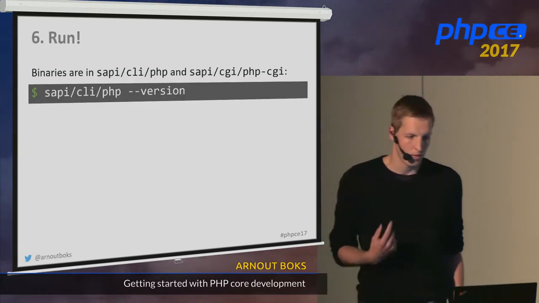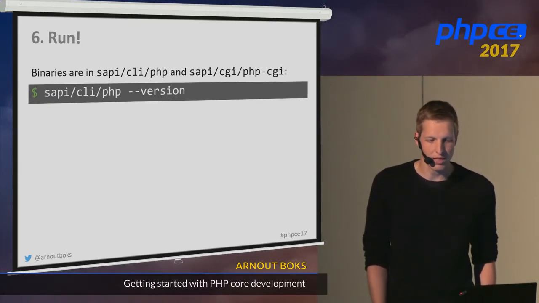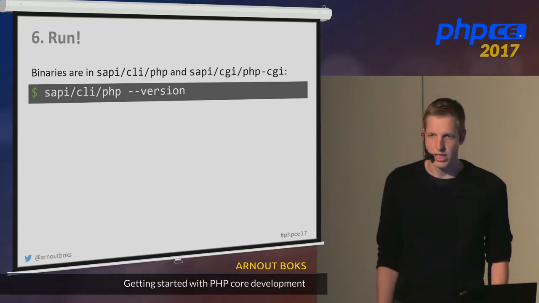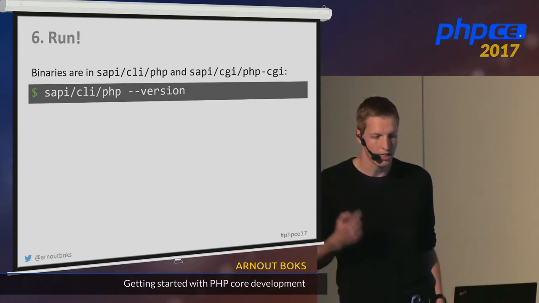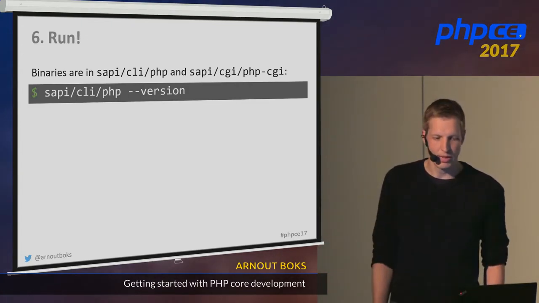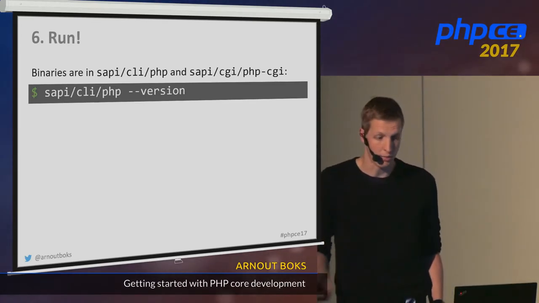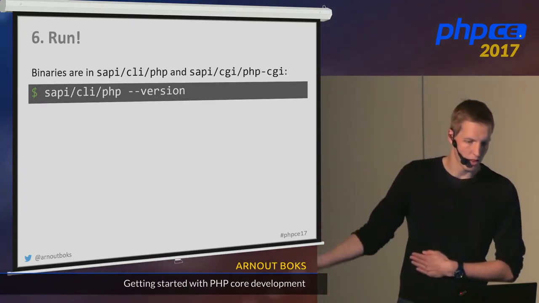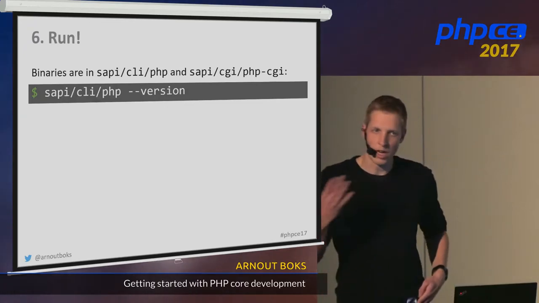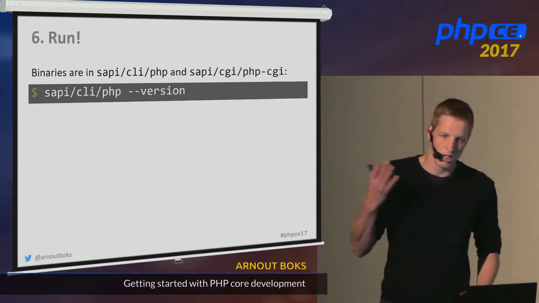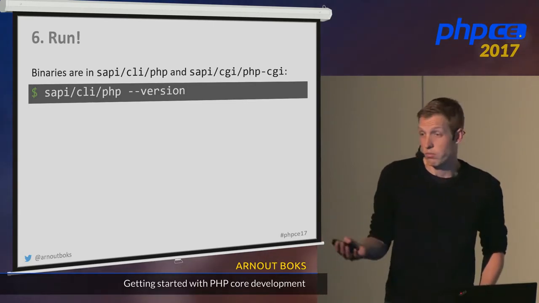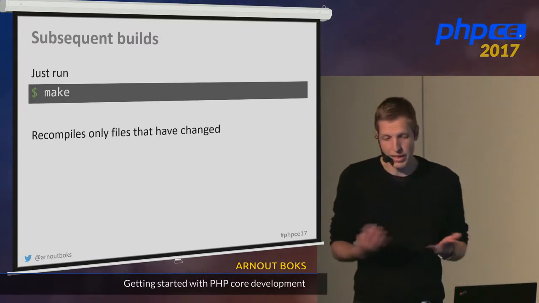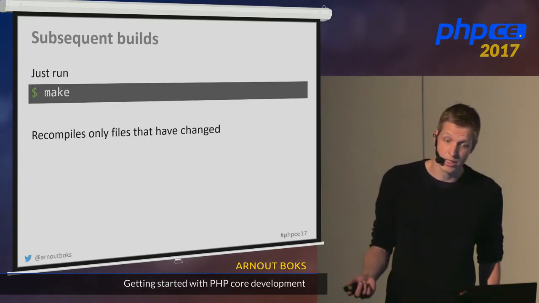And if you're done running make, then you can find the PHP binaries in the server API directories under the correct API. So there's a CLI in sapi/cli/php, and there's a PHP CGI binary in sapi/cgi/php-cgi. And you can just run them, and you have the latest and greatest version of PHP even before it's released. If you've updated your Git clone, or you might have made changes to it, for subsequent builds, you can just run make, and make will only recompile the files that have actually changed.